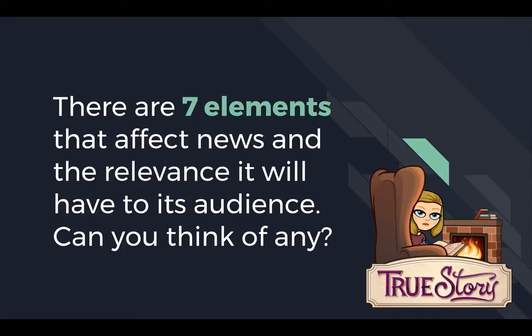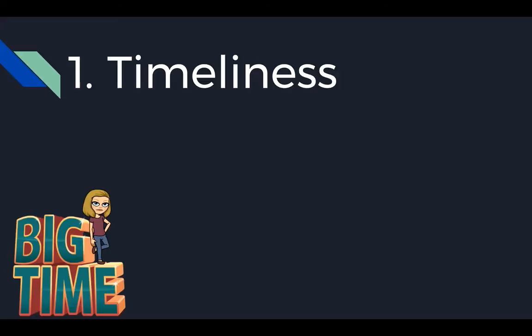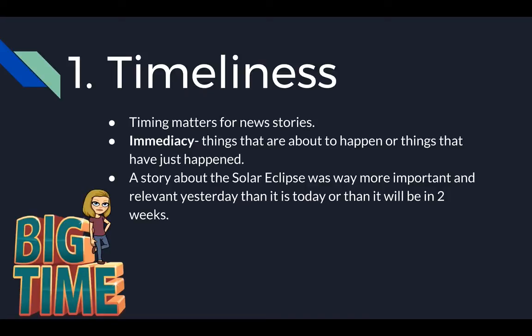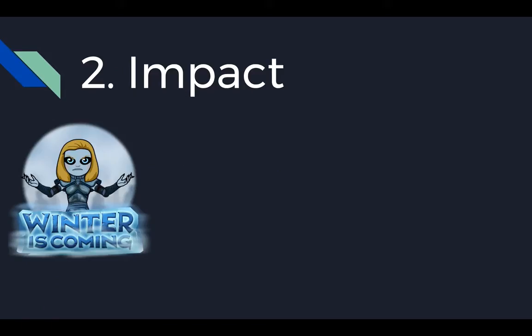We're going to go ahead and start with the first one, and that's timeliness. Basically, timing matters for news stories. Immediacy is pretty important. Things that are about to happen or things that have just happened are going to make the news more important. For example, the story about the solar eclipse was way more important and relevant yesterday than it is today. And it's definitely way more important than it's going to be in 2 weeks because it will have already passed and nobody's going to really care about it. So time matters.